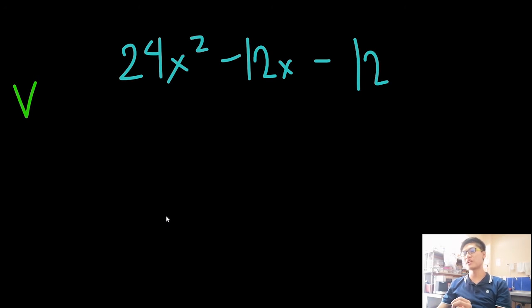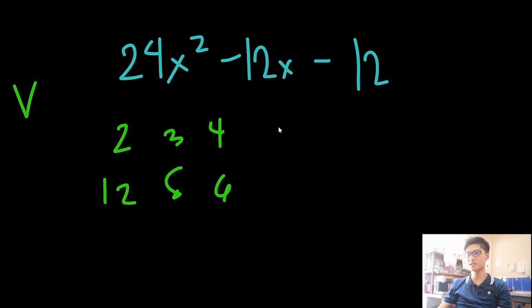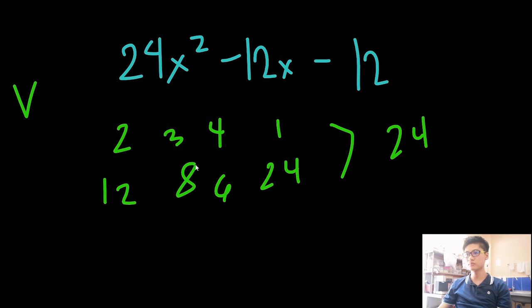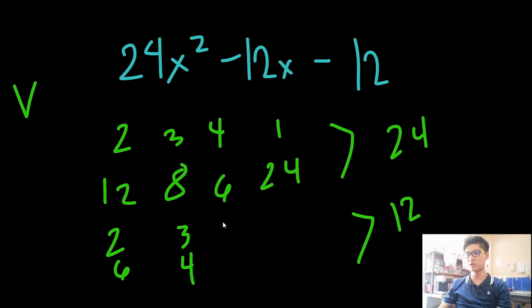Now, factors of 24x squared, eliminating the x squared, the factors of 24 are 2 and 12, 3 and 8, 4 and 6, and 1 and 24. Right now, these are the factors of 24. Okay, now for 12, its factors are 2 and 6, 3 and 4, and 1 and 12. Now, as you can see, everything is perfectly lined up, except for this one because it's actually slightly off.